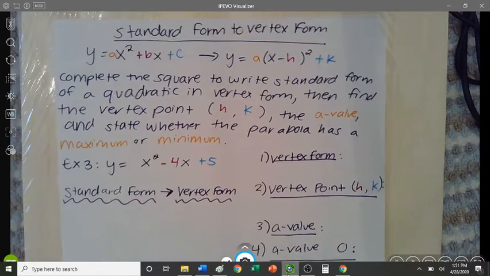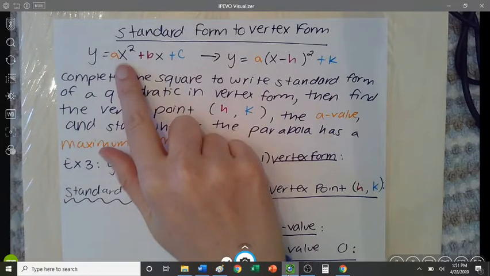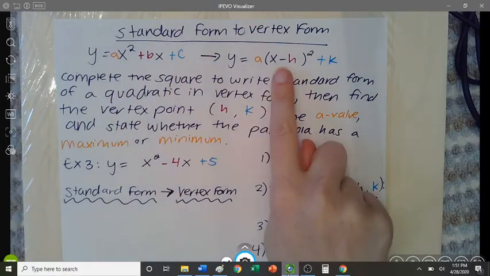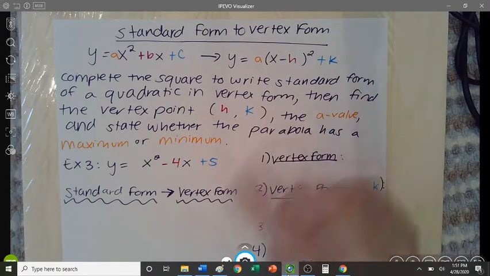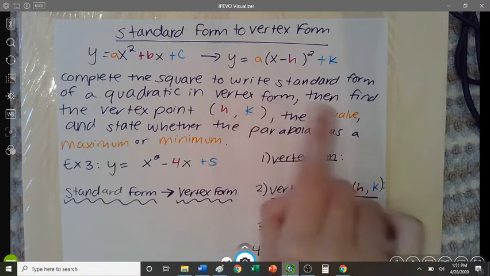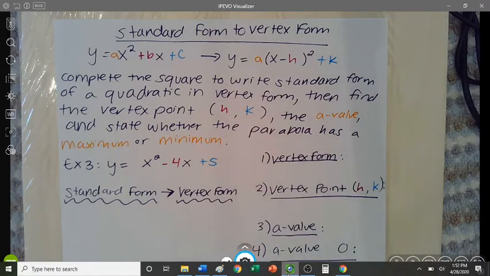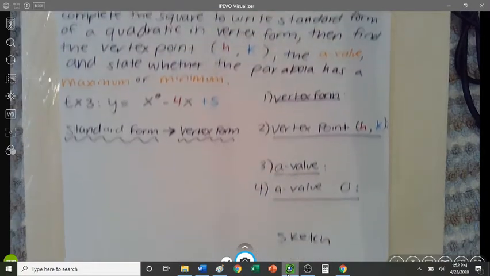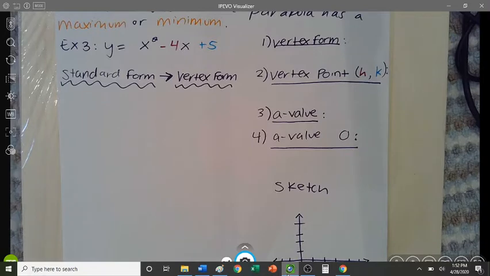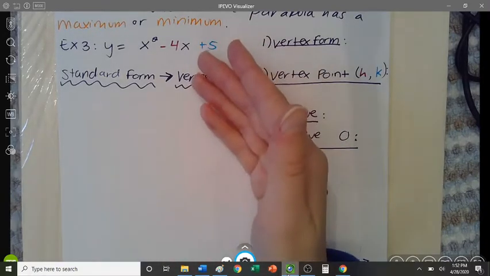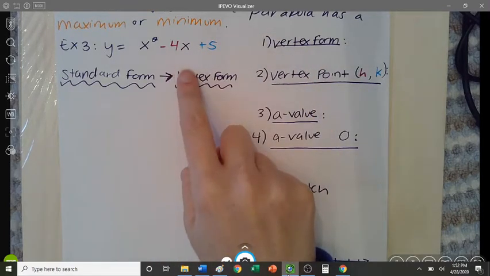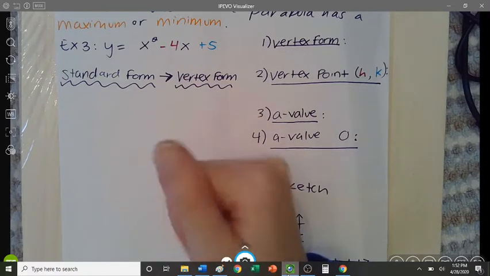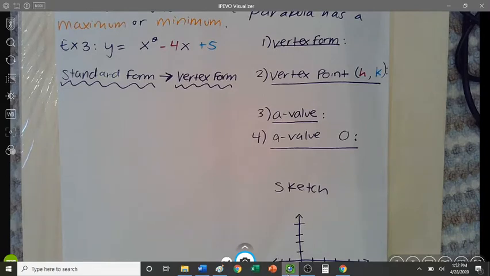All right, so again, we're starting in standard form, and we're trying to get this equation into vertex form. So again, we're completing the square to write standard form in vertex form. Then we're going to find the vertex point from vertex form, the a value, and we're going to state whether it will have a maximum or minimum. All right, so we need to think back to those good old days when we were completing the square, because it's not going to be the exact same steps to get this in vertex form, but pretty much it is the exact same thing. So if you think back to completing the square, you're going to be great when we start example 3. Okay, let's get started.